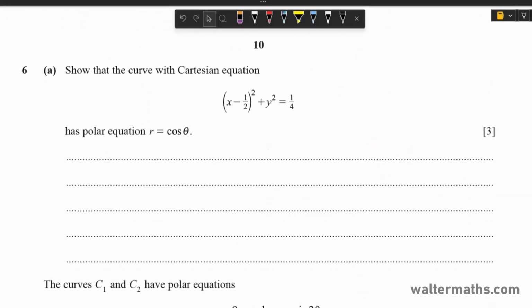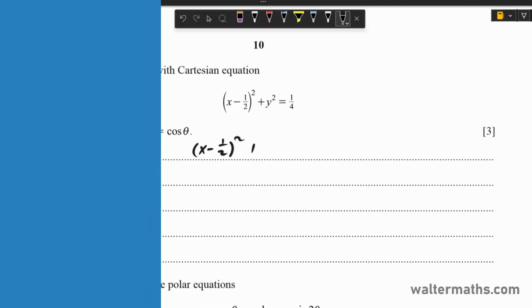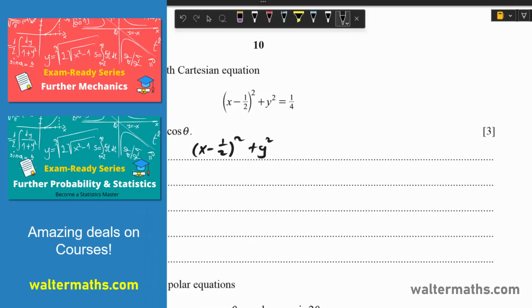Moving on to number 6. On part A, they say, show that the curve with Cartesian equation x minus a half squared plus y squared equals a quarter has polar equation r is equal to cos theta. Alright, so we have x minus a half squared plus y squared equals a quarter.